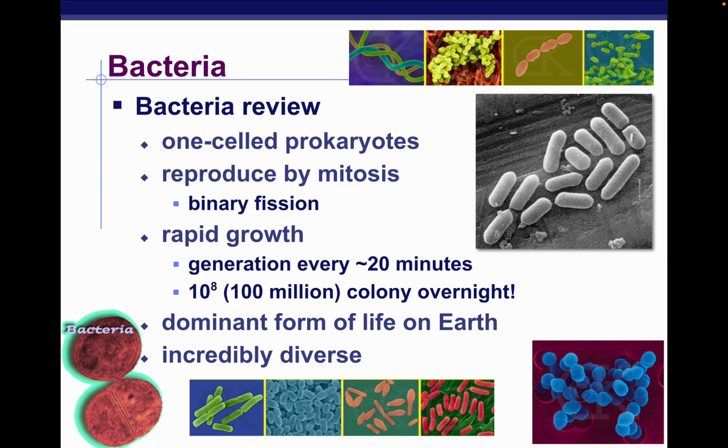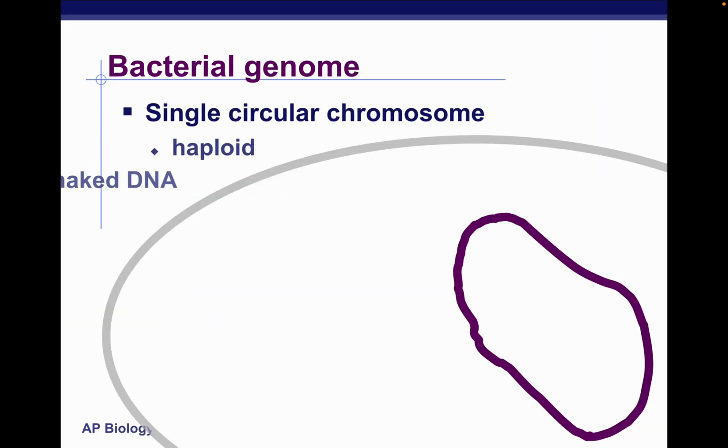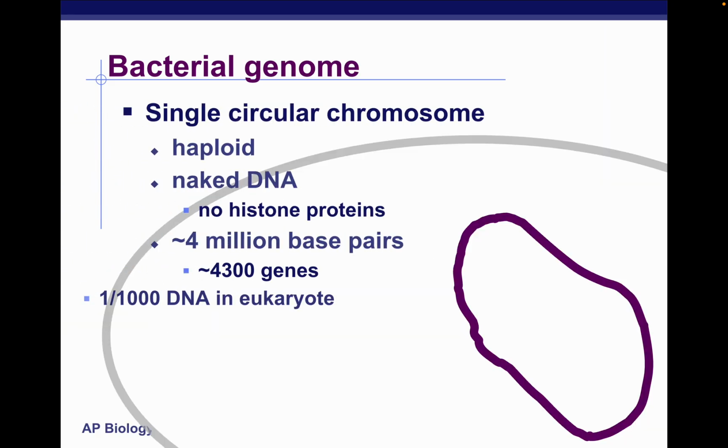They also don't have membrane-bound organelles like the Golgi apparatus and the smooth ER. They reproduce through binary fission and they grow very rapidly, which makes them a very good tool. They are the dominant life form on Earth and they are incredibly diverse. So they have a cool genome, which is much different from ours.